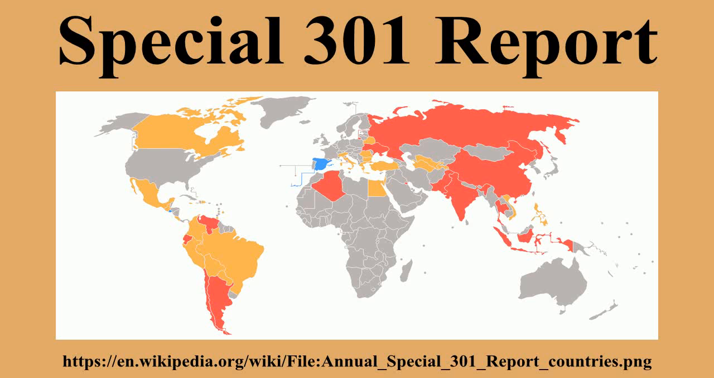The Special 301 Subcommittee is chaired by the Office of the United States Trade Representative, and its members include the Department of Commerce, the Patent and Trademark Office, the Department of State, the Department of Health and Human Services, the Department of Agriculture, the Copyright Office, the Council of Economic Advisers, and other agencies.